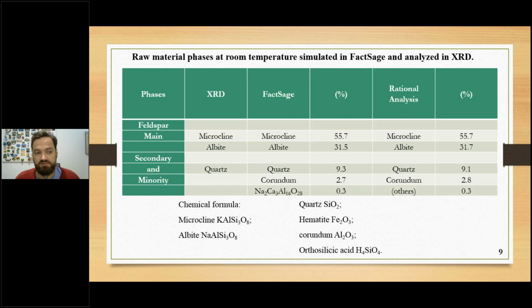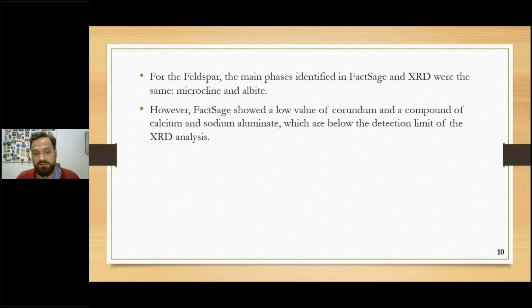Here it is possible to see the analysis of feldspar. In general, the results agree between FactSage and X-ray diffraction. For the feldspar, the main phases identified in FactSage and X-ray diffraction were the same, microcline and albite. However, FactSage showed a low value of corundum and a compound of calcium and sodium aluminate, which are below the detection limits of X-ray diffraction analysis.